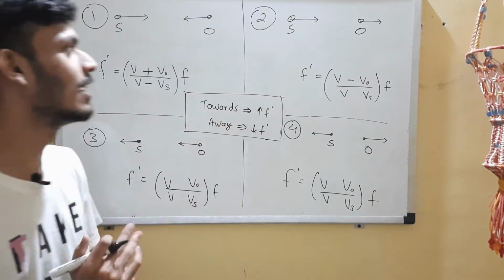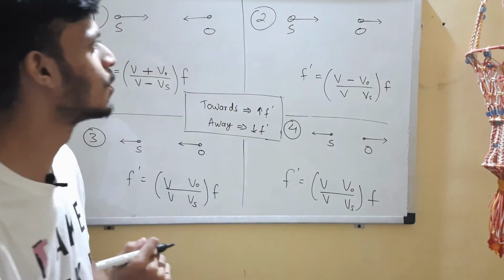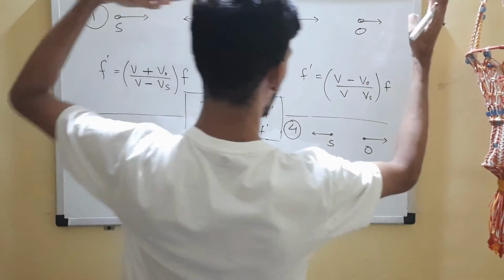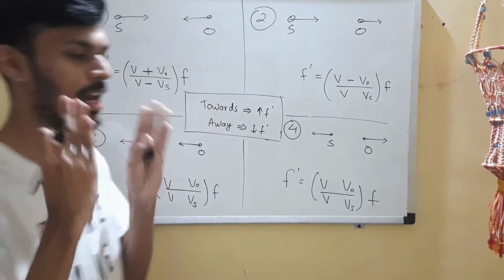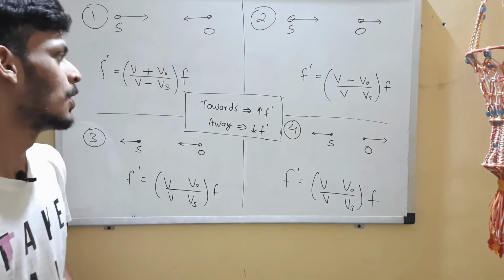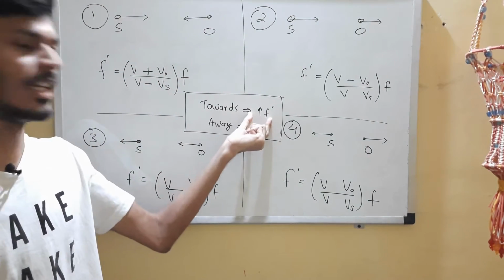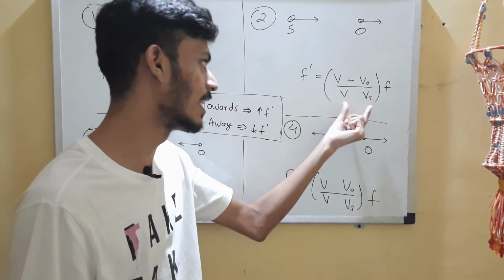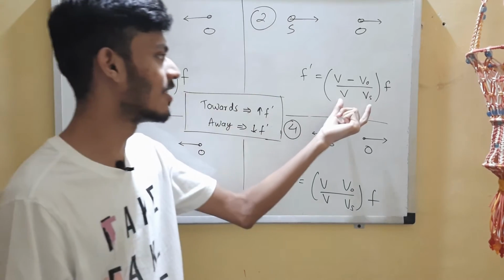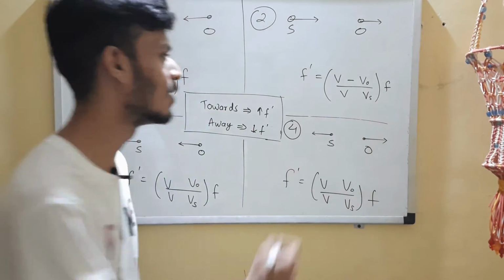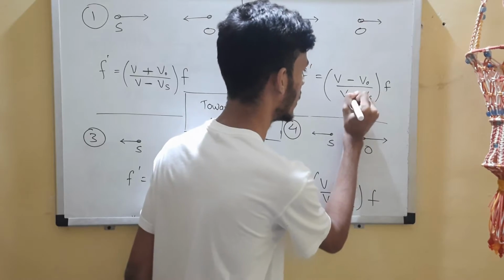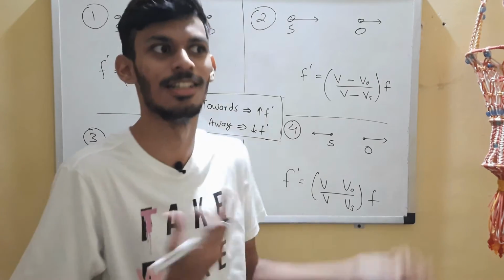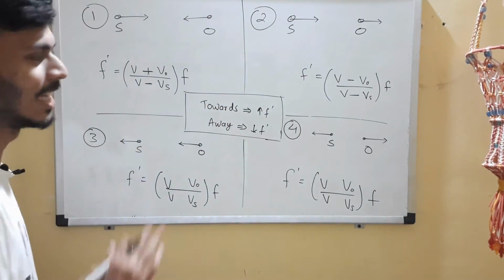Let's see it from the source perspective. What is the source doing? Source is moving towards the observer. You can see that the observer is running away, but the source is chasing it, right? So the source is trying to increase the frequency. In order to increase the frequency, the same case, you have to decrease the denominator. So in order to increase this apparent frequency, you decrease this denominator and that will increase f dash, right? So that's the idea behind it.